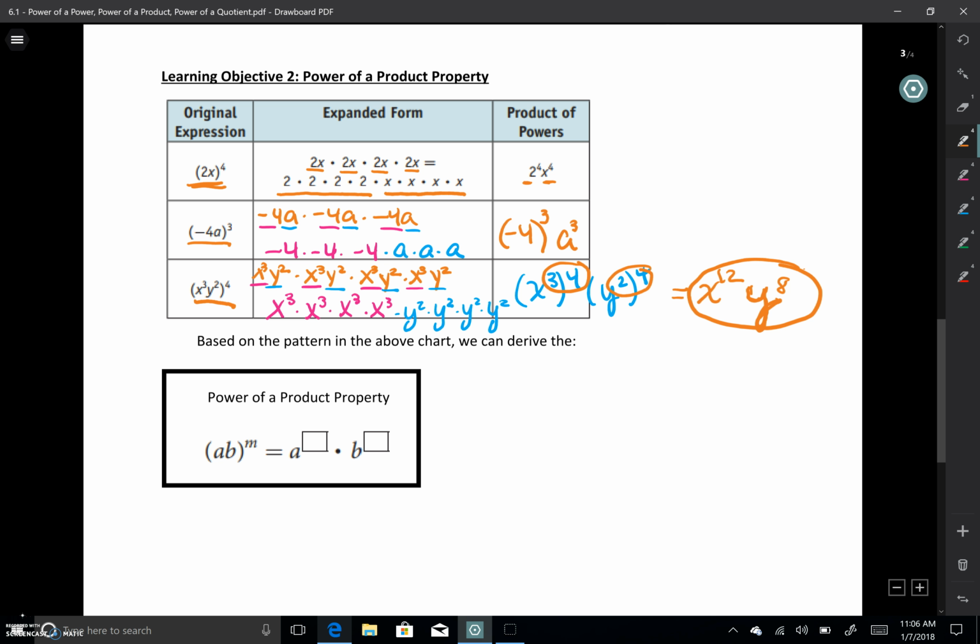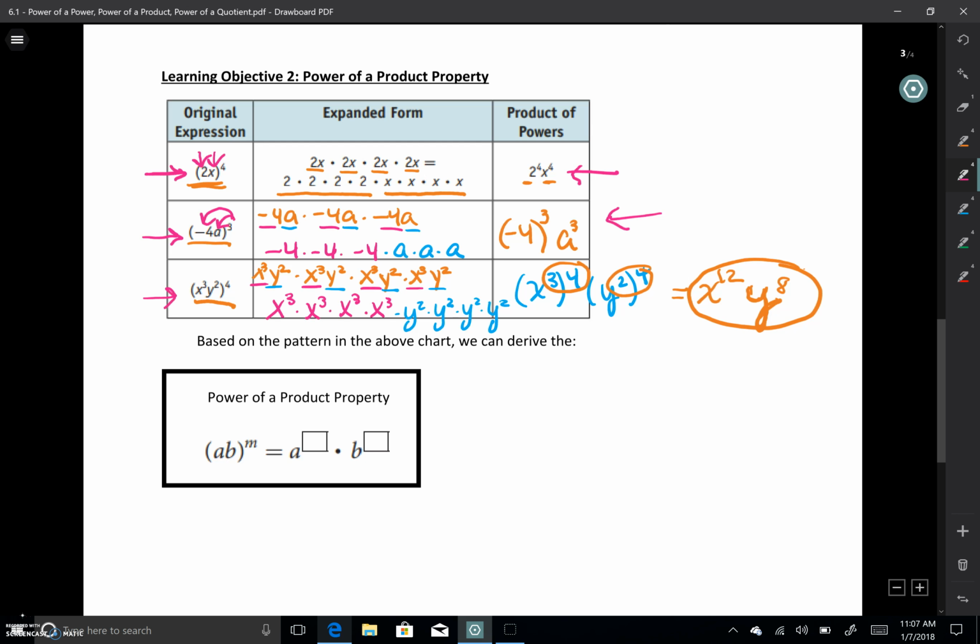So if we're looking for a pattern here, power of a product property, let's see what happens. Let's do a quick recap. Here, I had 2x in parentheses to the 4th. That turned into 2 to the 4th, x to the 4th. So my first number got the exponent, and my variable got the exponent, almost like the exponent was distributed. Let's see if that happens again here. I have negative 4a cubed. Well, it got me to negative 4 cubed, a cubed. So again, it's like that exponent gets distributed.